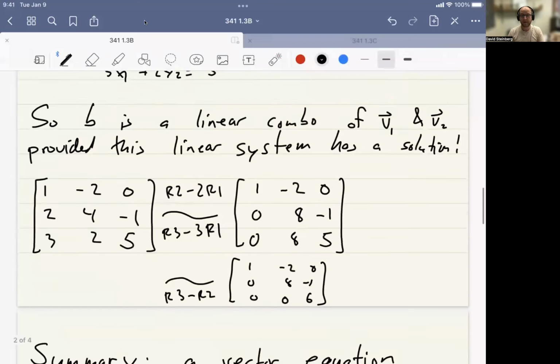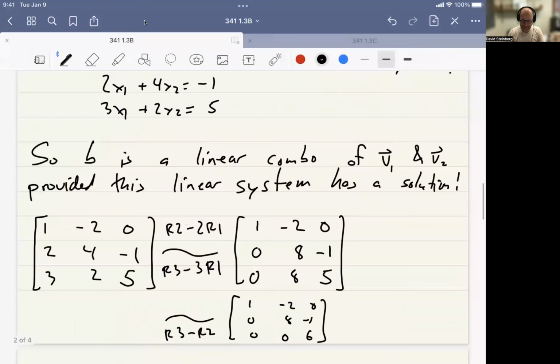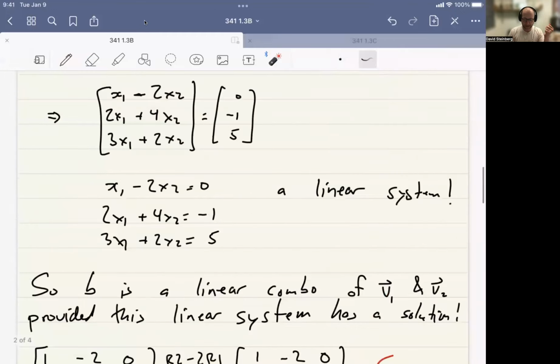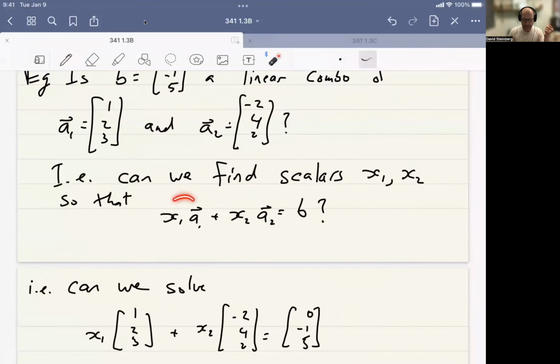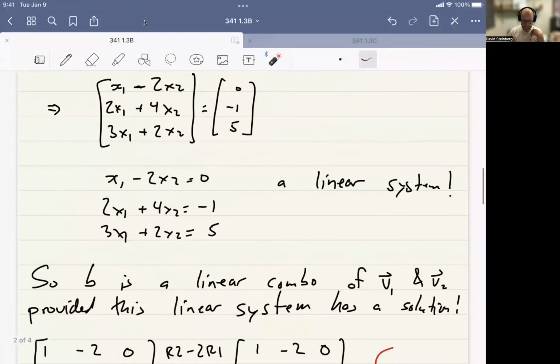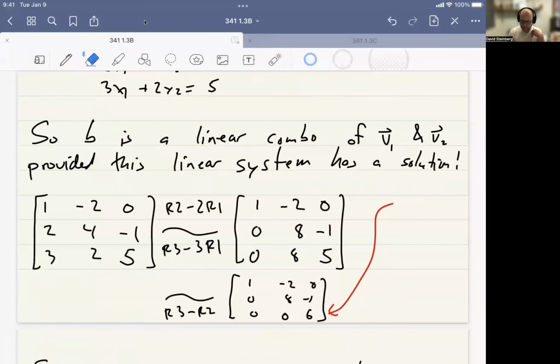This is as far as we need to go because, as we saw last time, the equation in our linear system that this corresponds to is that 0 is equal to 6, which can't possibly be true, which means there's no solution to our linear system, which means there are no scalars x1 and x2 that make b a linear combination of a1 and a2. Our vectors are a's, not b's this time. So no solution by theorem 2.